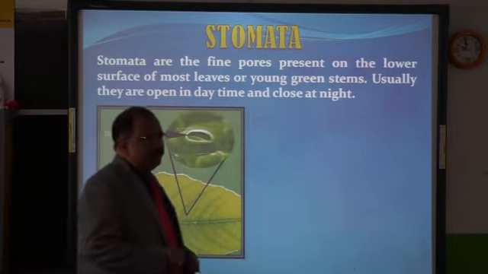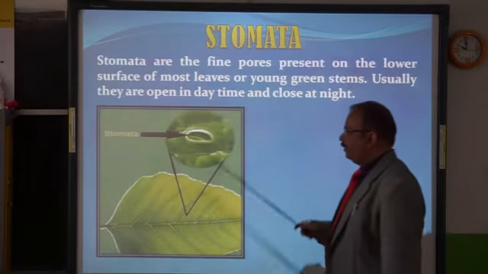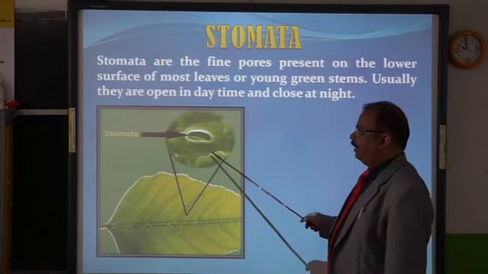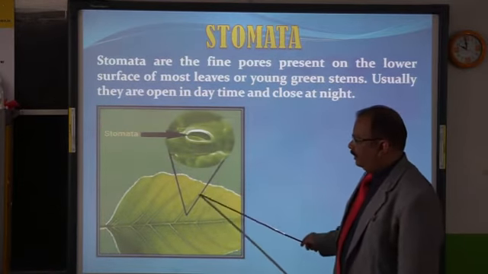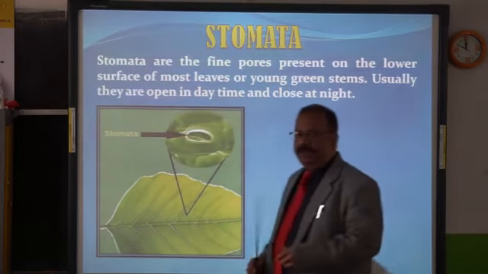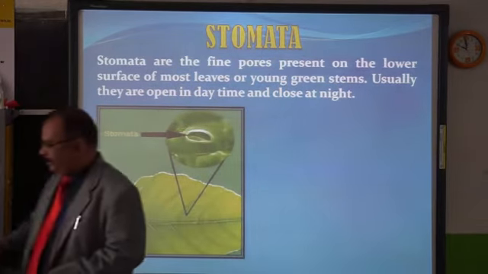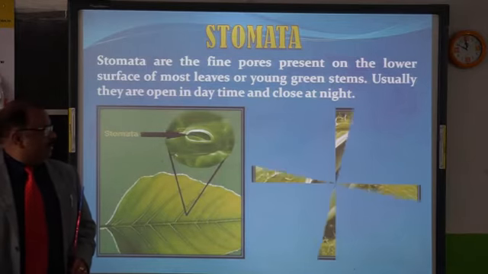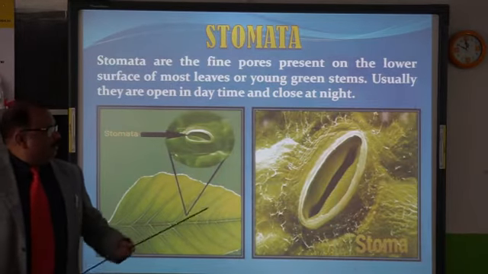So this is the diagram of stomata. Okay, singular one, stoma. This is the lower surface of the leaf. You can see many small tiny pores are there. One is enlarged for you. In the other diagram also you can see how one stoma looks.